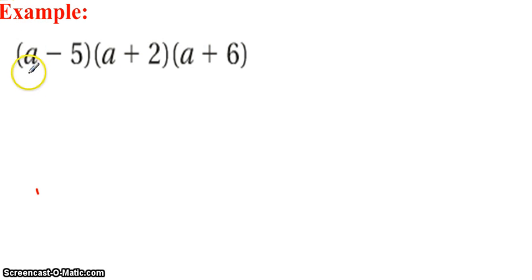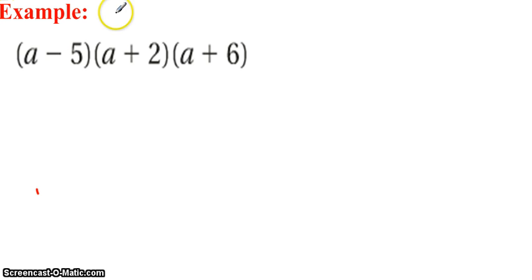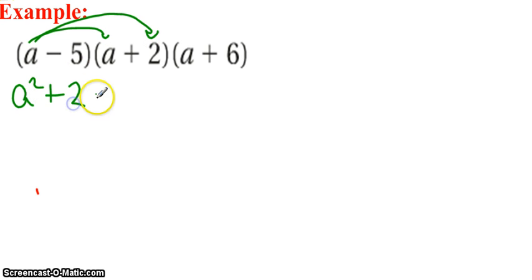Okay, so we have done FOIL before. I figured I can challenge you a little bit and do 3 binomials at a time, or not together, but you're going to multiply these two first by doing FOIL. Okay, so go ahead and do FOIL for those. We're going to do first times first, outer times outer, inner times inner, last times last.